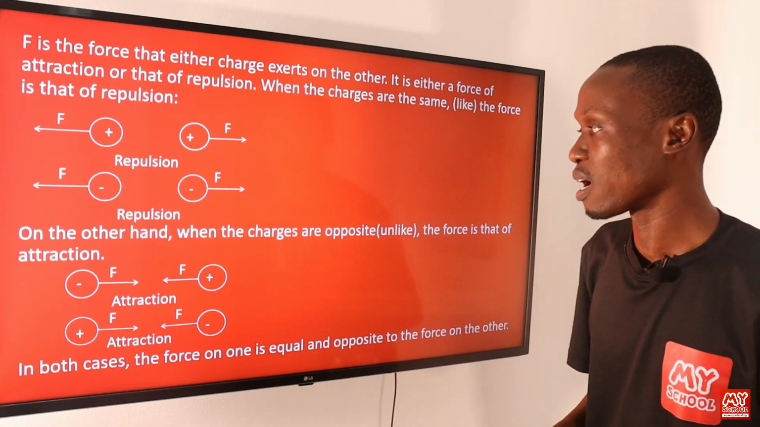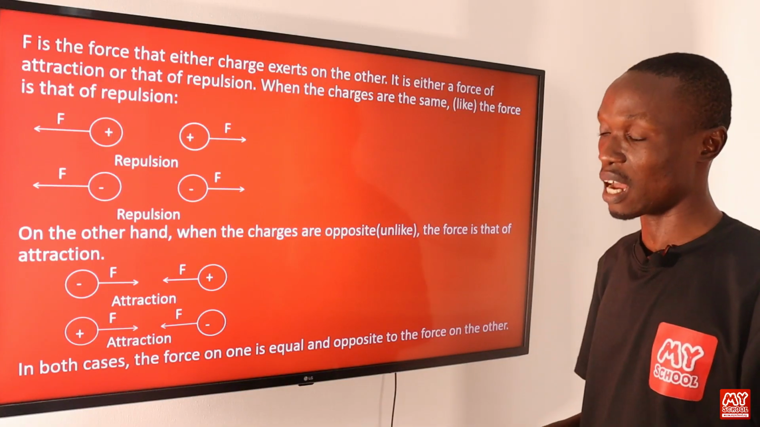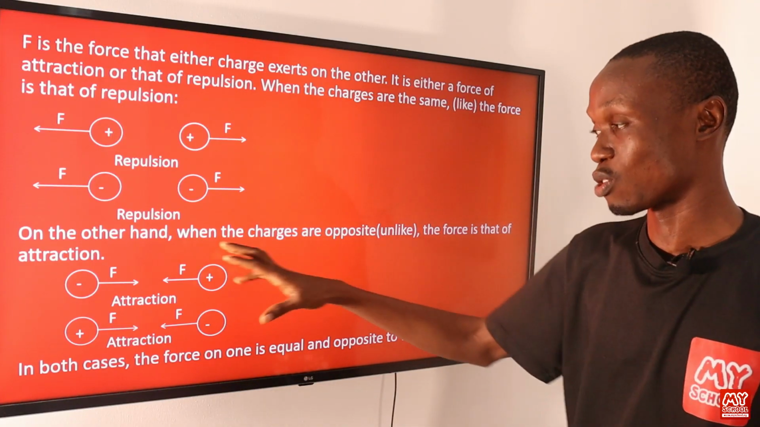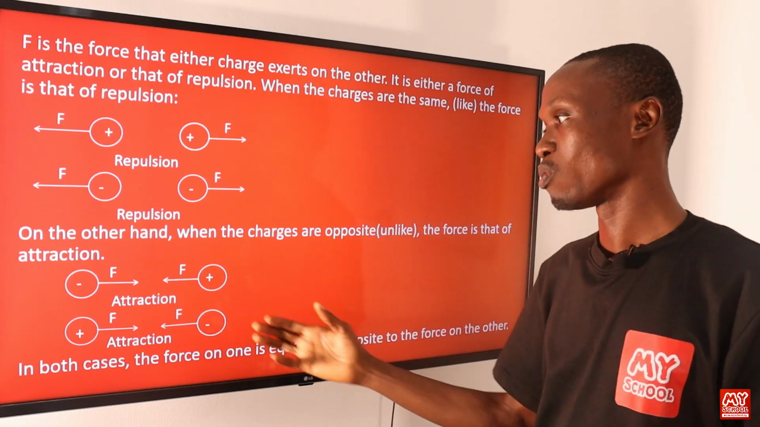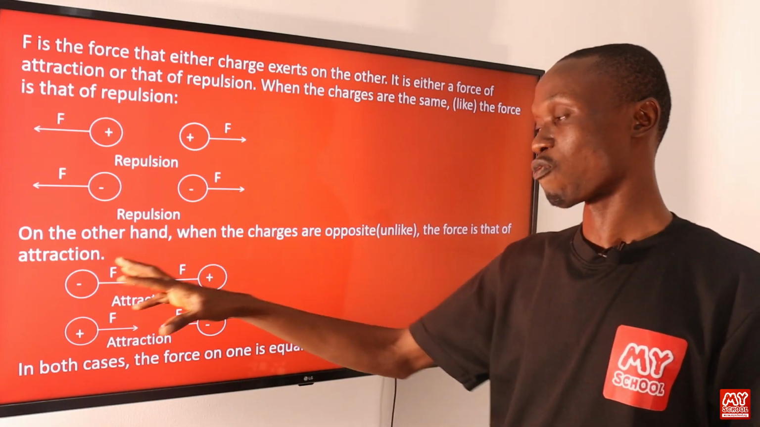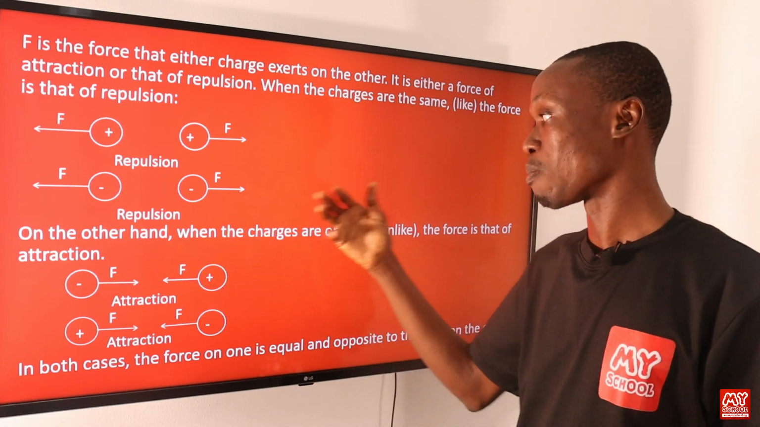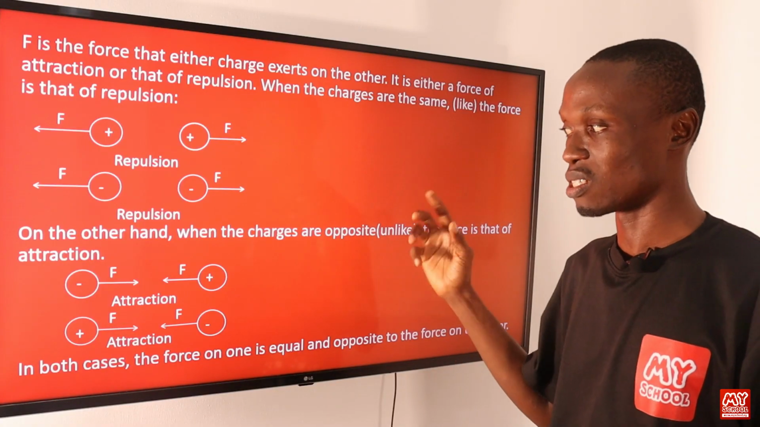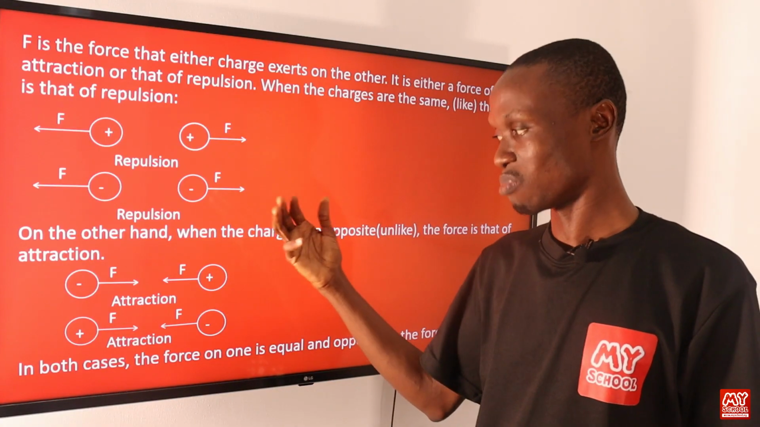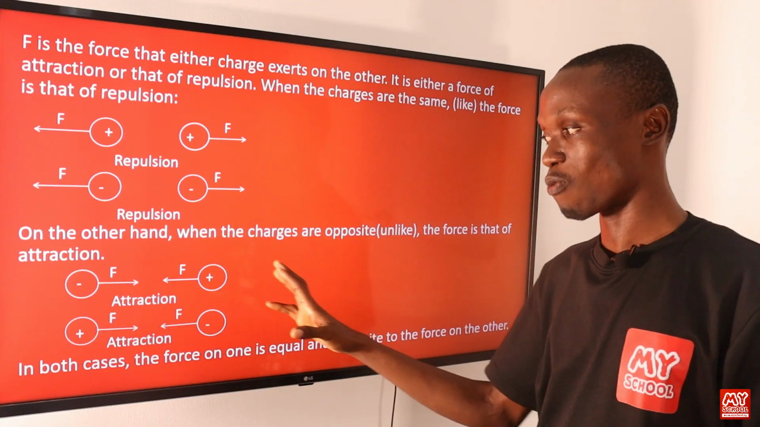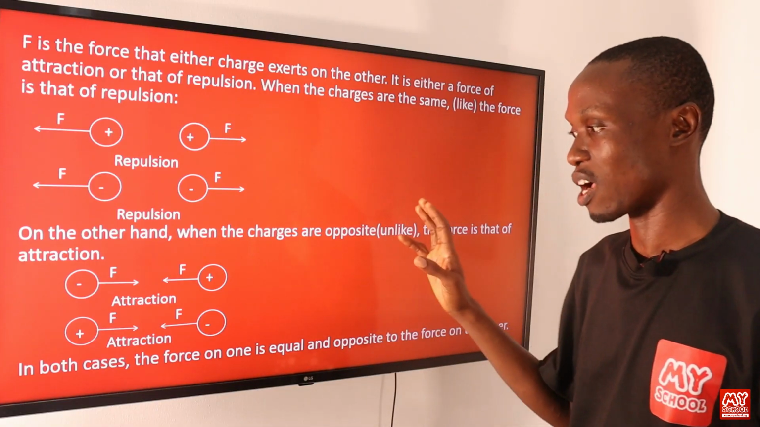On the other hand, when the charges are opposite, that is unlike, the force is that of attraction, as you can see in the diagrams below. Here we have negative and here we have positive. Then the force between them is that of attraction, because when the charges are opposite, the force is that of attraction. The same as the diagram below. We have positive and negative, so the force between them will be that of attraction.